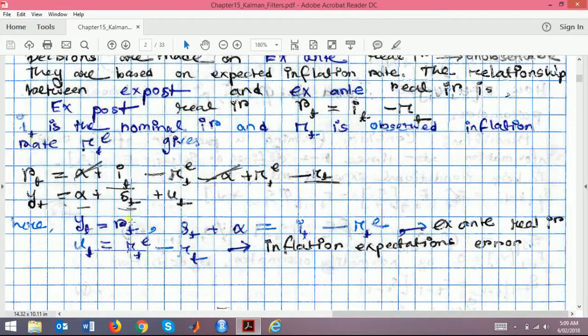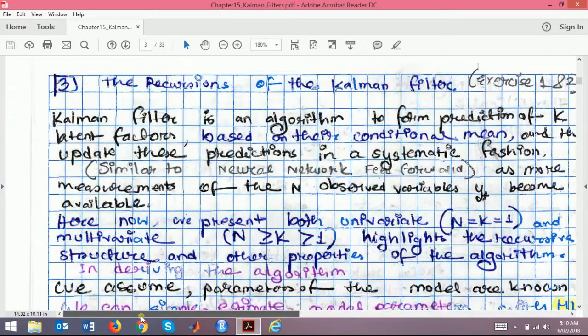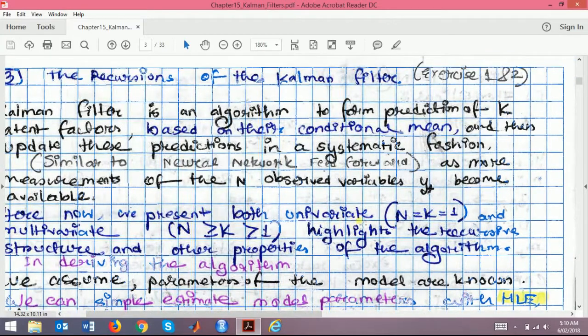So st plus alpha gives you i minus RT, the ex ante real interest rate. The residual, on the other hand, is the error in your expectation or in your assumption, because you're simply taking the difference between ex ante minus ex post. So that is the error in your expectation. It is a quite simple specification with an error term now in place. So let's look into this now.